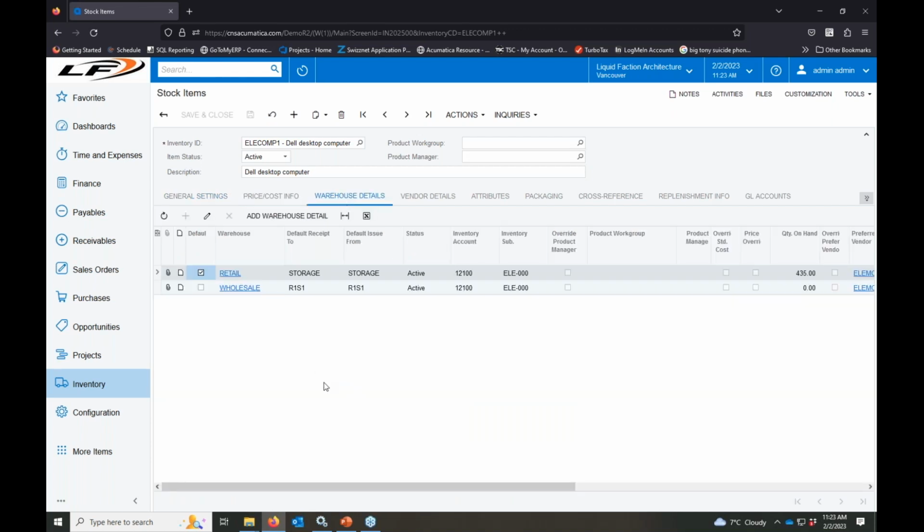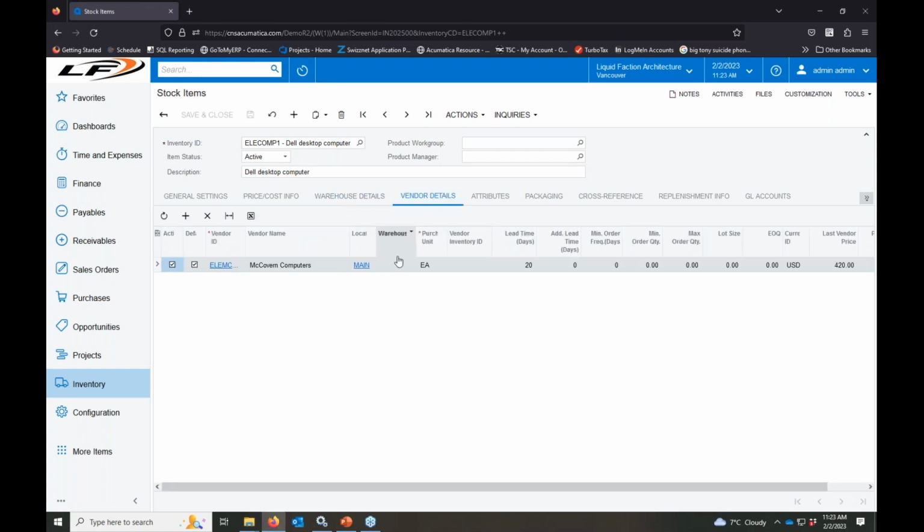So warehouse details. So again, if we're looking at this here, we've got our default retail location, and we've got a quantity on hand, and then it also shows that we have something in the warehouse. And again, those inventory accounts and sub accounts that get defaulted.